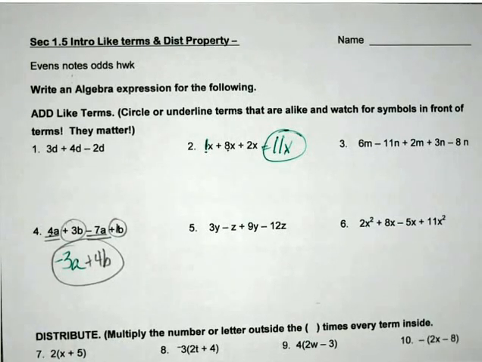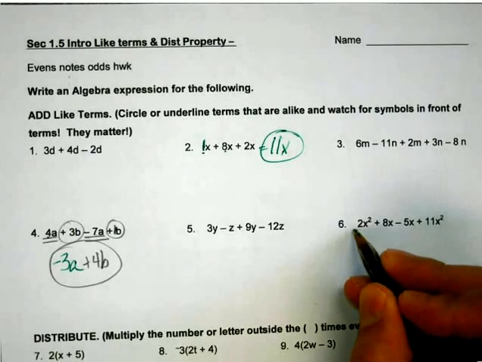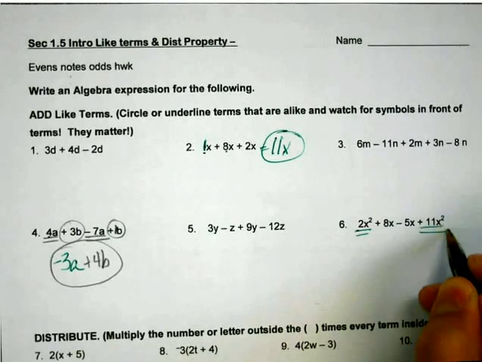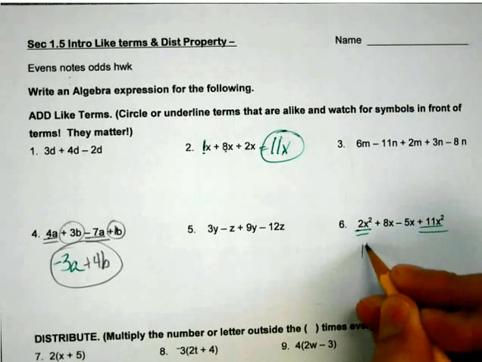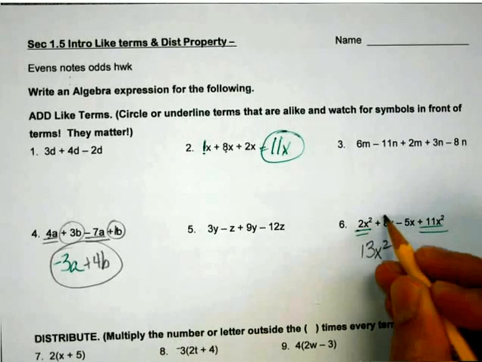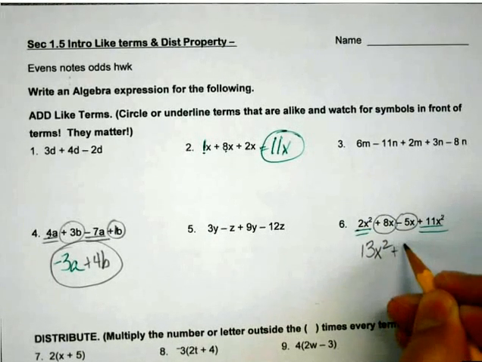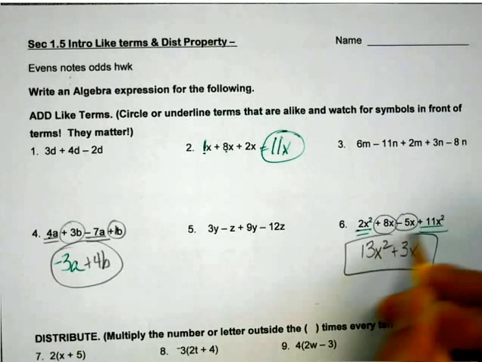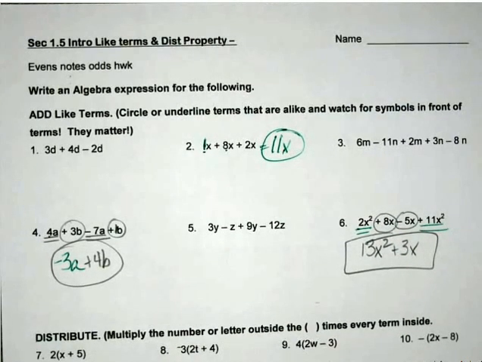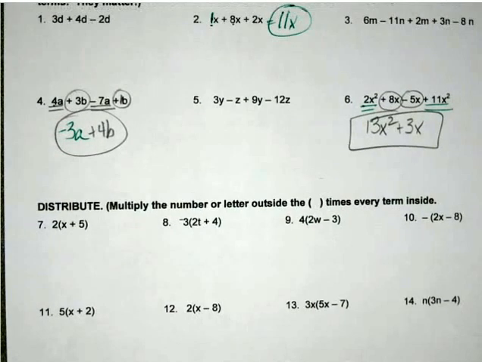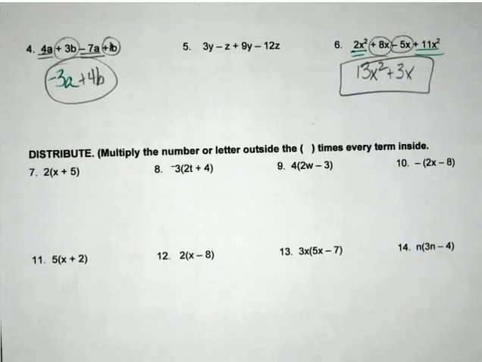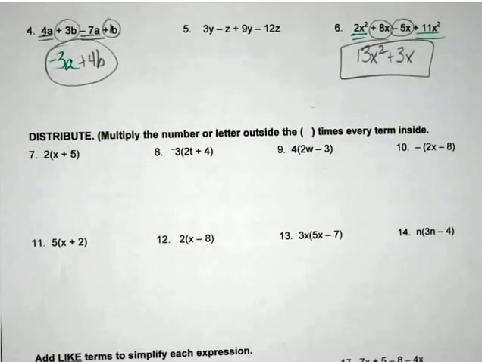Same idea with 6. Remember what we talked about before about degree order. Take the largest exponent ones first. 2 and 11 gives me 13x squared. 8 minus 5 is 3x, and we're good. We've talked about this before, but it's good to go over things multiple times, because we always need that extra little reminder to help us out.